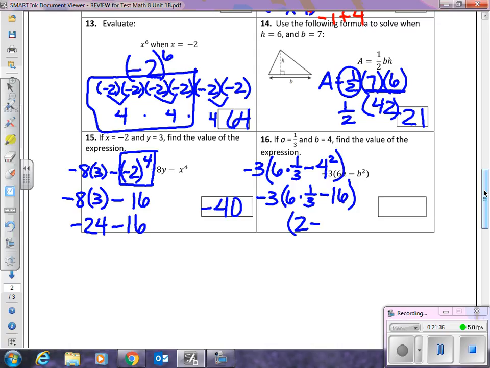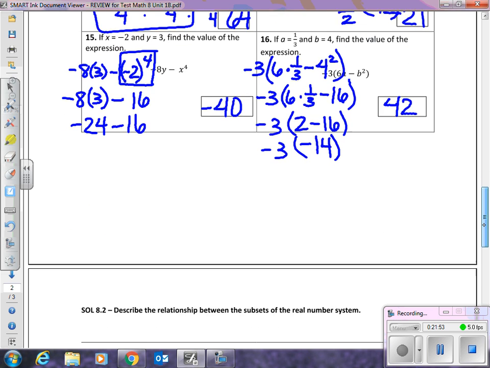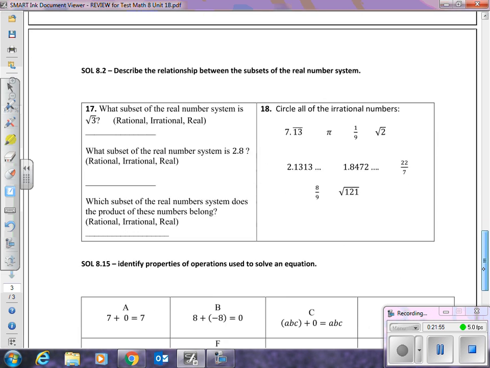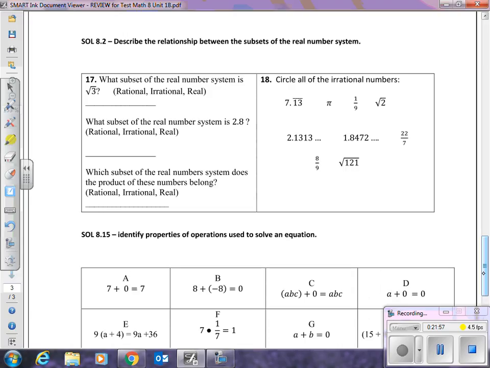Okay, and then minus 16. And again, we want to do order of operations, so parentheses is next. 2 minus 16 is -14. -14 times -3 is going to give us a positive 42. Okay, so be very careful with those fractions that are repeating decimals, because you cannot use the decimal part of that if that's what you're thinking.